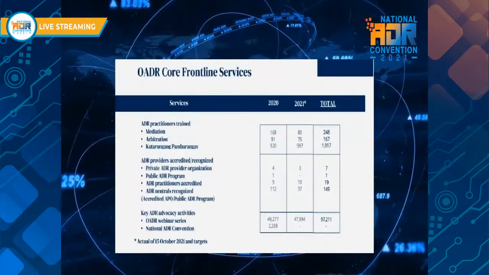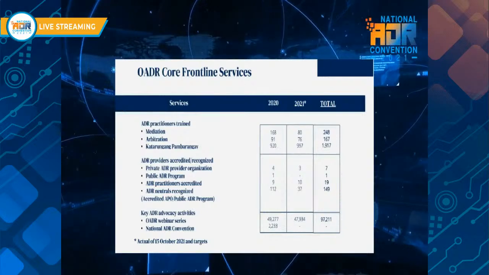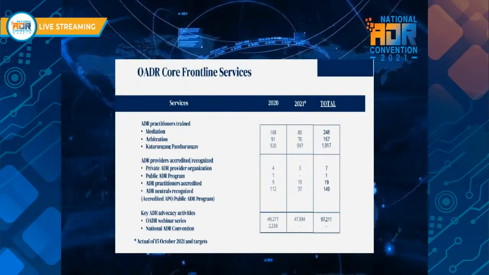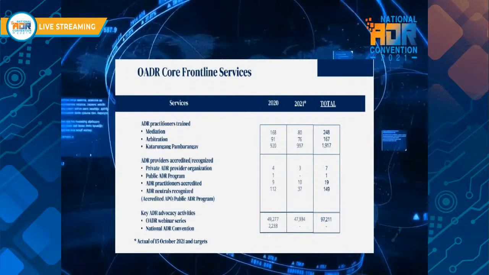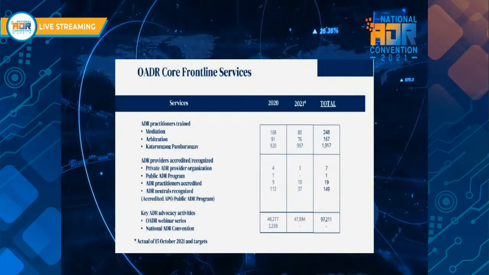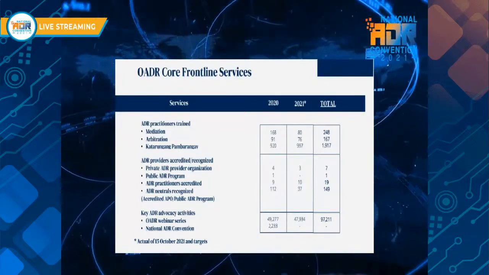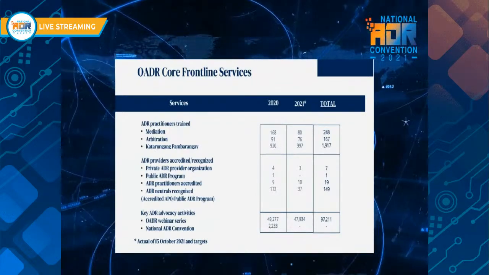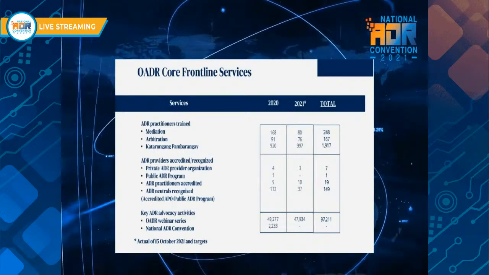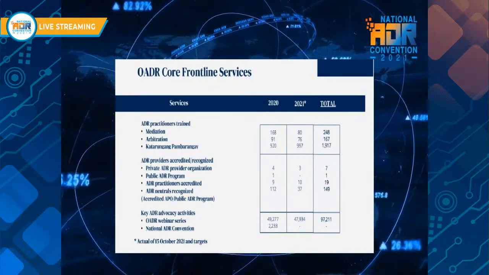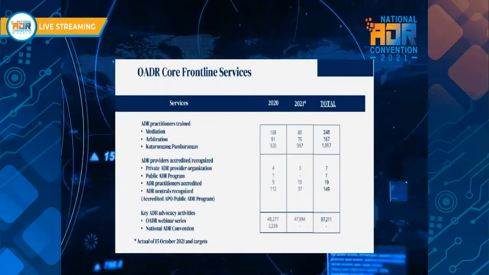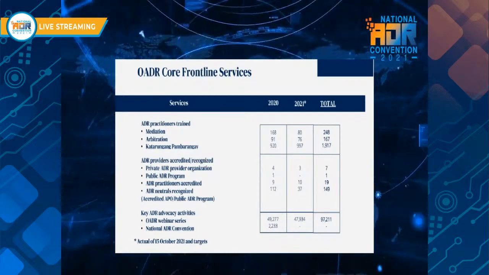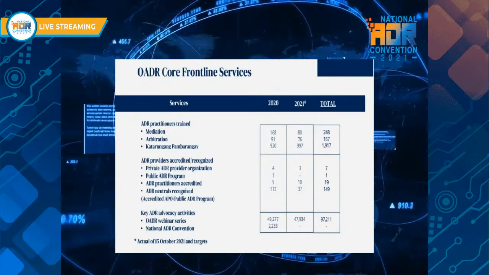Since 2020, the OADR has achieved substantial results in its main frontline services, consistently meeting and exceeding its annual targets. A total of 1,917 individuals have received training in the fundamentals of mediation, arbitration, and the Katarungang Pambarangay. For the same period, 100% of applications were processed within the specified time frame, resulting in the accreditation of 7 private ADR provider organizations, 1 public ADR program, and 19 individual ADR practitioners. Additionally, the OADR has recognized 149 ADR neutrals from accredited provider organizations and public ADR programs.